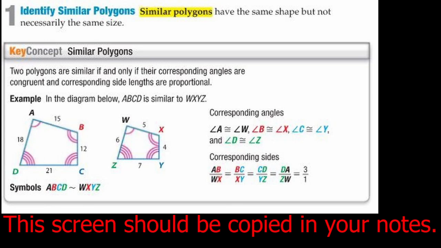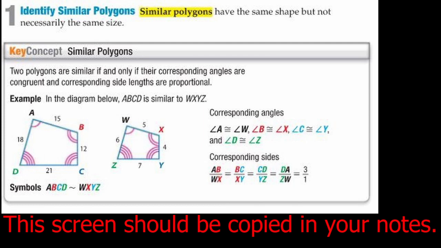This is section 7.2 on similar figures or similar polygons. So the first thing that you need to know about similar figures is up there at the top. Similar polygons or figures have the same shape but not the same size. So they have the same shape, meaning that they have all angles that are equal, but they're not the same size because their sides aren't equal. They're proportional instead, meaning that they have the same ratio.